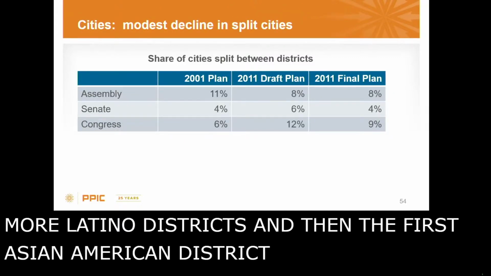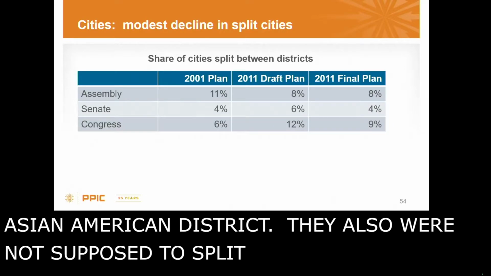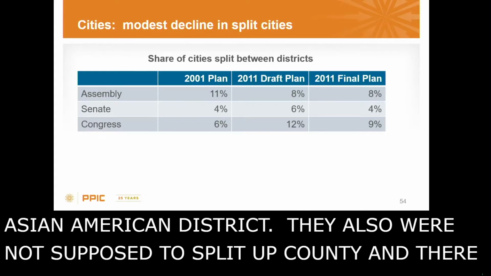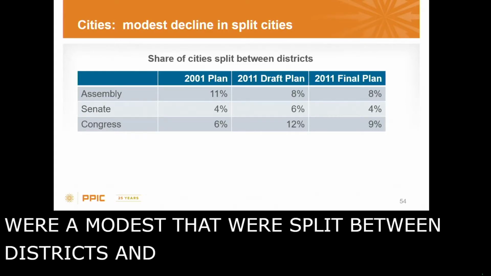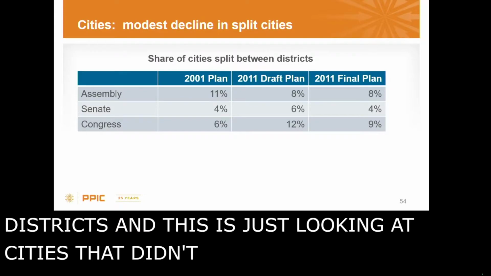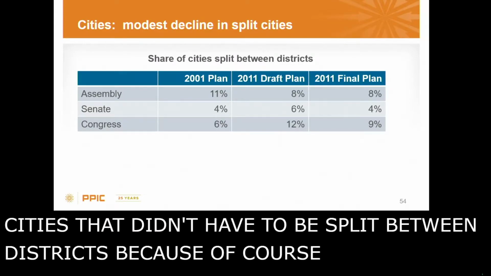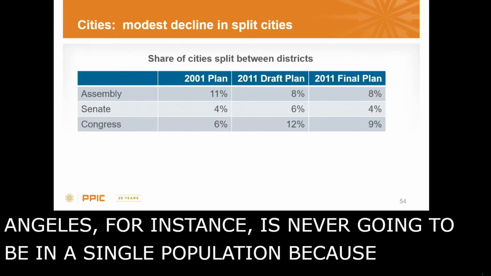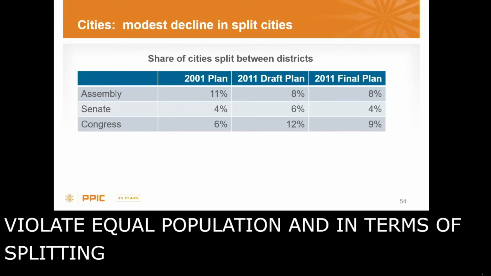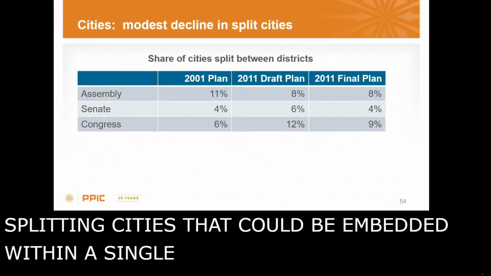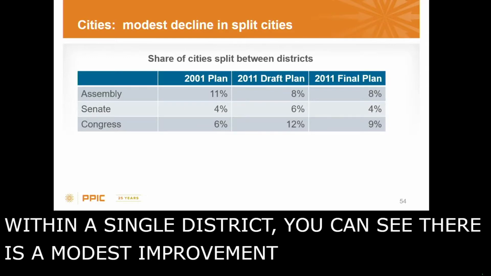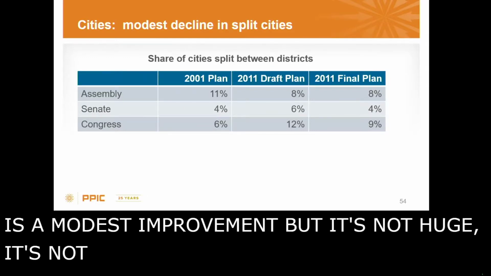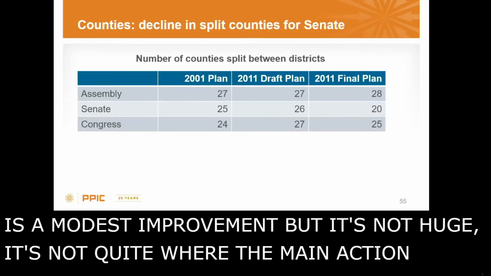They also were not supposed to split up cities and counties. There was a modest decline in the number of counties that were split between multiple districts. So this is just looking at cities that didn't have to be split between districts. Because of course some, Los Angeles, for instance, is never going to be in a single district because that would violate equal population. So in terms of splitting cities that could be embedded within a single district, you can see that there is a modest improvement, but it's not huge. It's not where the main action was, but some improvement.